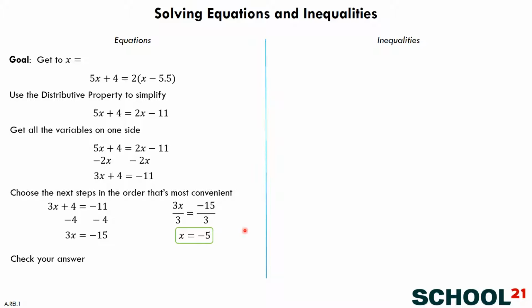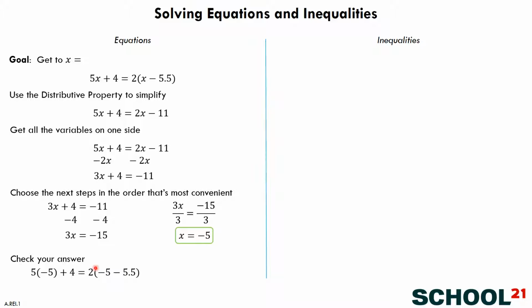So let's take this negative 5 and just really quickly, we're going to put it back in our original equation right up here. So I'm going to take any place there's an x, I'm going to go ahead and put negative 5 instead. So I have 5 times negative 5 plus 4 equals 2 times negative 5 minus 5.5. Do you see how that's the same exact equation as up here, but I've just put in negative 5 for x? Yeah. Okay, good.